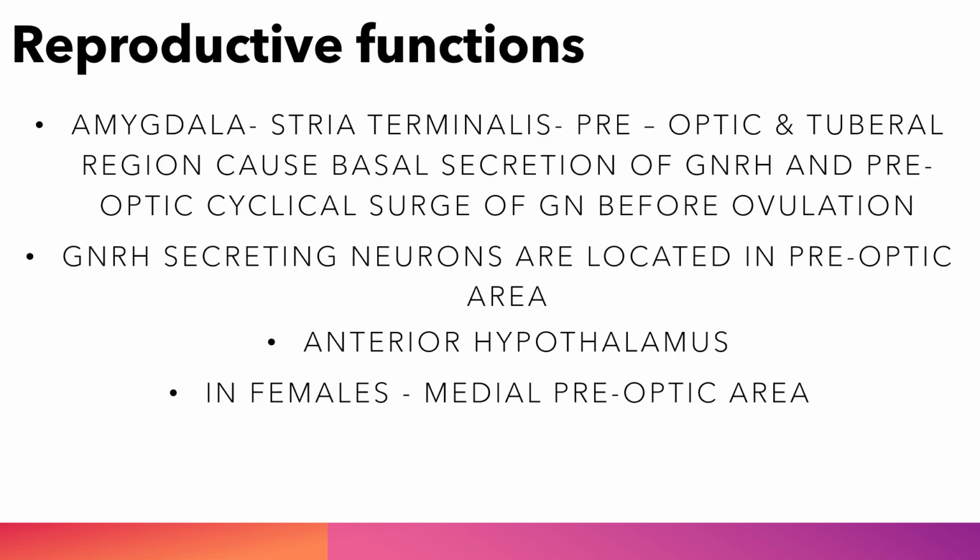Reproductive functions are mainly through the amygdala, stria terminalis, preoptic and tuberal region, causing basal secretion of GnRH and preoptic cyclical surges of gonadotropins before ovulation. The anterior hypothalamus plays a major role in this, and in females it's the preoptic nucleus.